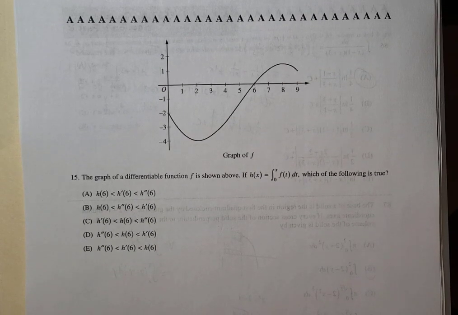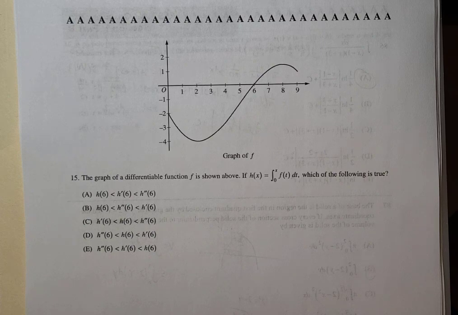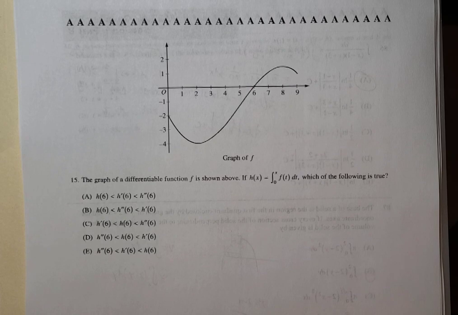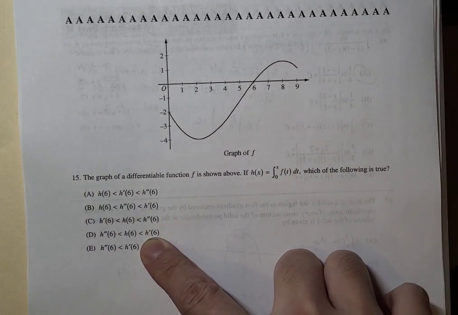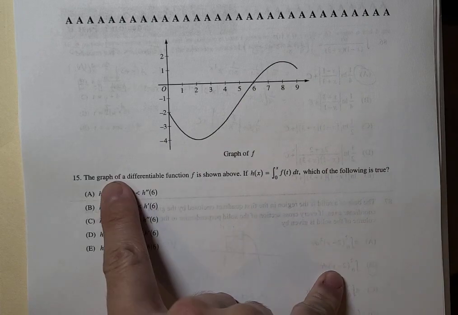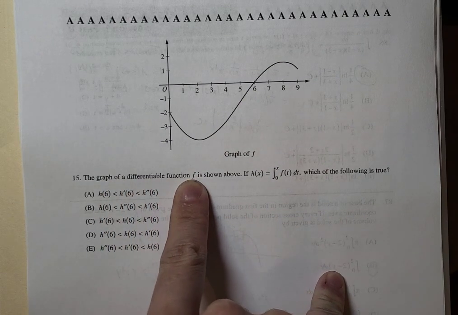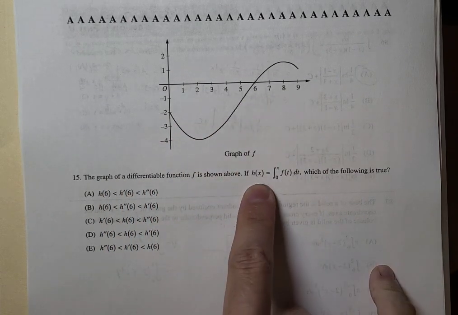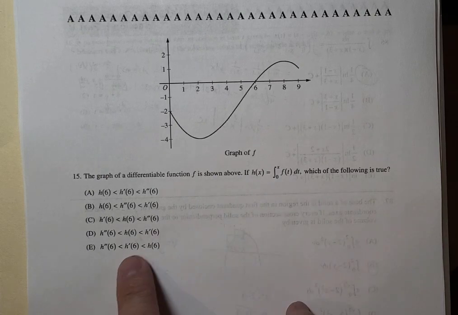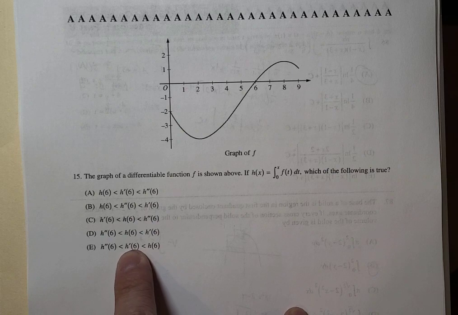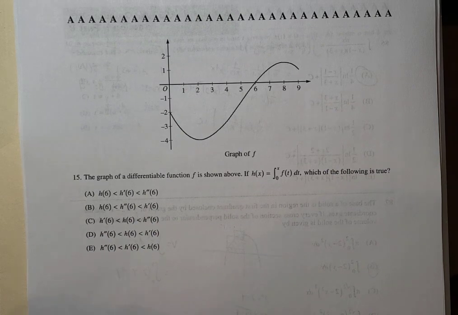We will finish the multiple choice, no calculator portion of the 2012 AP Calc AB exam. Okay, so let's get started. I feel like I did something very similar to this before in another year's test. This says the graph of a differentiable function f is shown here. If h of x is this, which of the following is true? They ask about h of 6, h prime of 6, h double prime of 6.